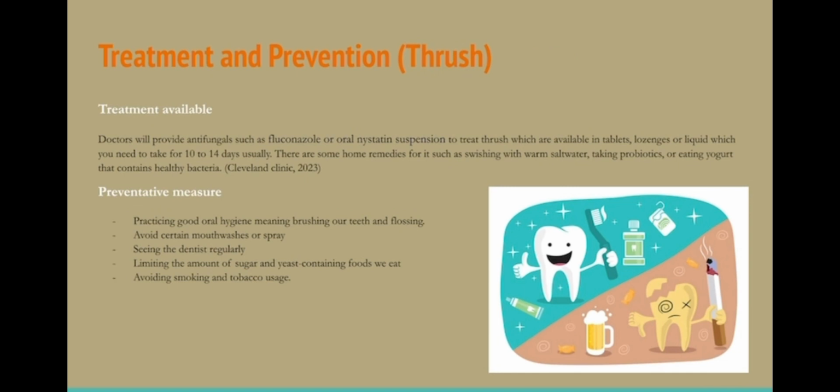Prevention for thrush is to practice good oral hygiene, meaning brushing our teeth and flossing. Avoid mouthwash or spray. See the dentist on a regular basis. Limit the amount of sugar and yeast we take in. Avoid smoking and tobacco use.